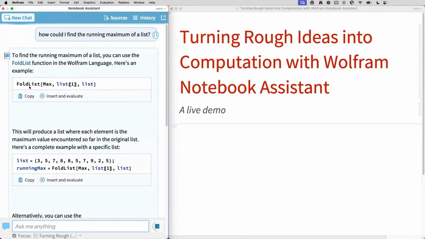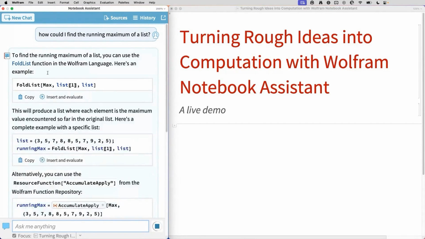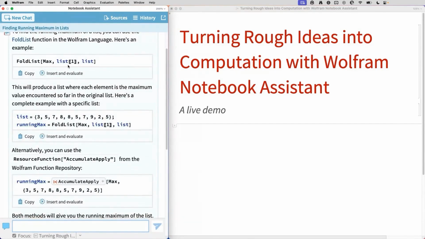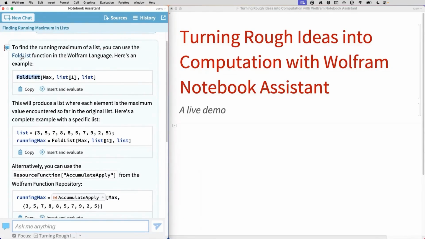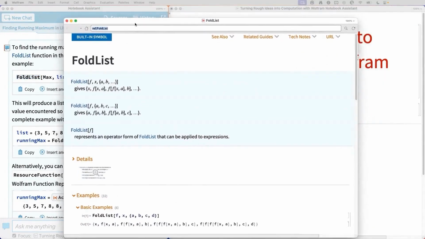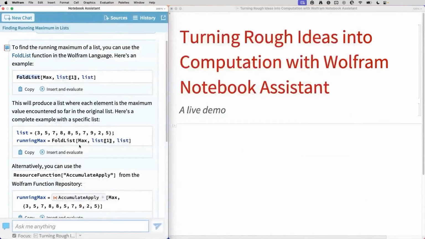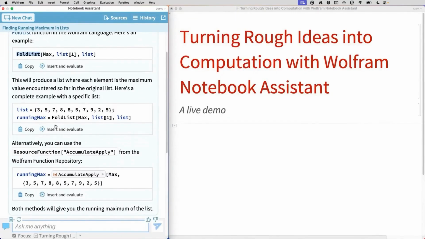And this gives us a nice little answer here. So in Wolfram Language, we can use the FoldList function. And here's an example of how this would work if we had some sort of list. And here, note that the function is linked. So if I click this, this has actually opened up the documentation page so I can read all about this particular function that the assistant has linked. So here it gives us an example of this running.